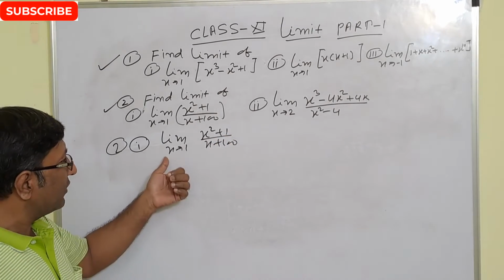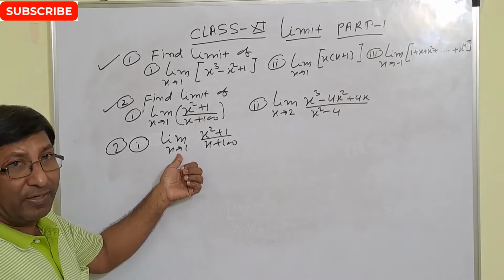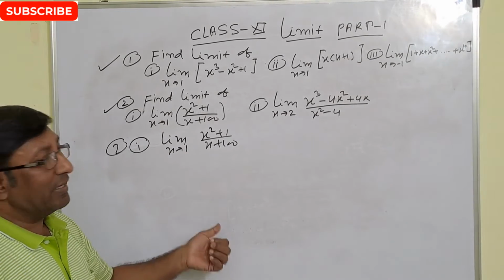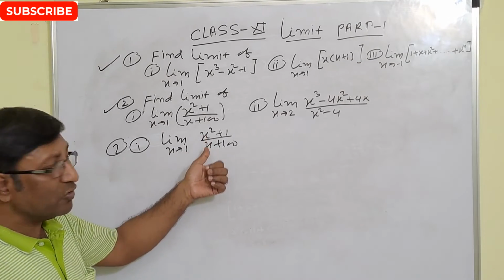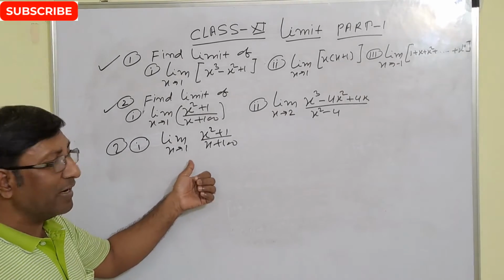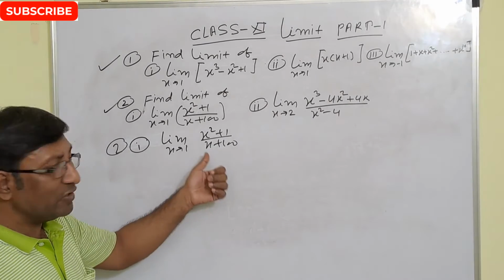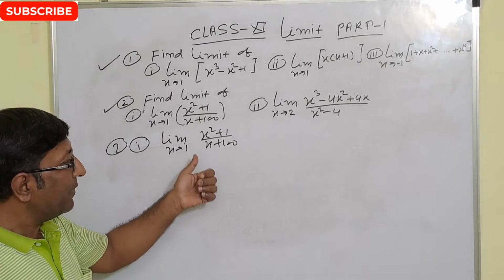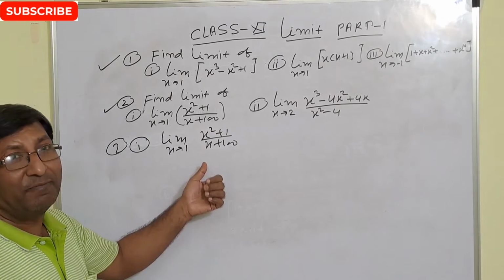Put the value x equal to 1, and just check whether it is 0 by 0 form or not. If it is not 0 by 0 form, then our answer will be correct. If it is 0 by 0 form, then make a factor and cancel out the common factor.